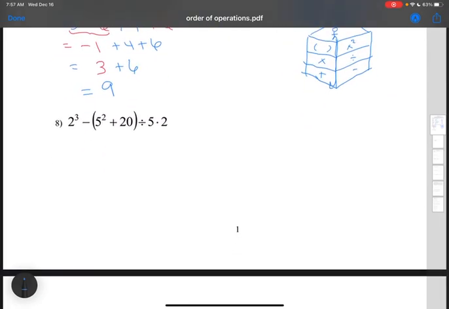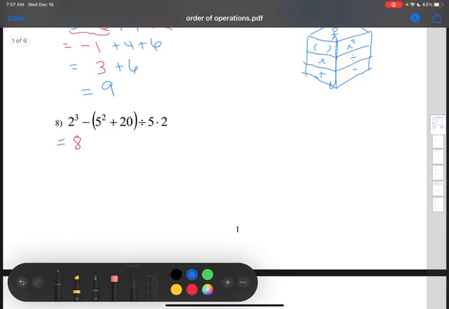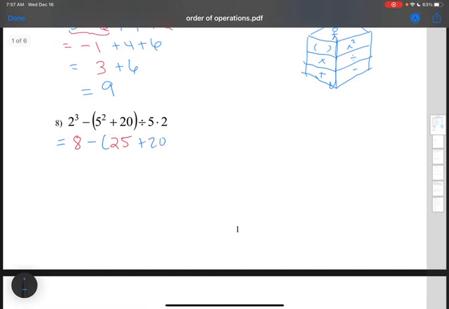Okay, now in number 8, we have both parentheses and exponents going on. So if we were to try to do the parentheses first, since there's exponents within them, we wouldn't be able to take care of that right now, right? So let's just go through and let's just deal with our exponents first. So 2 cubed is 8. And then we have minus that parenthesis. Let's take care of 5 squared since we're doing all the exponents. That would be 25 plus 20. And we'll write out the rest. Divided by a 5 times 2.